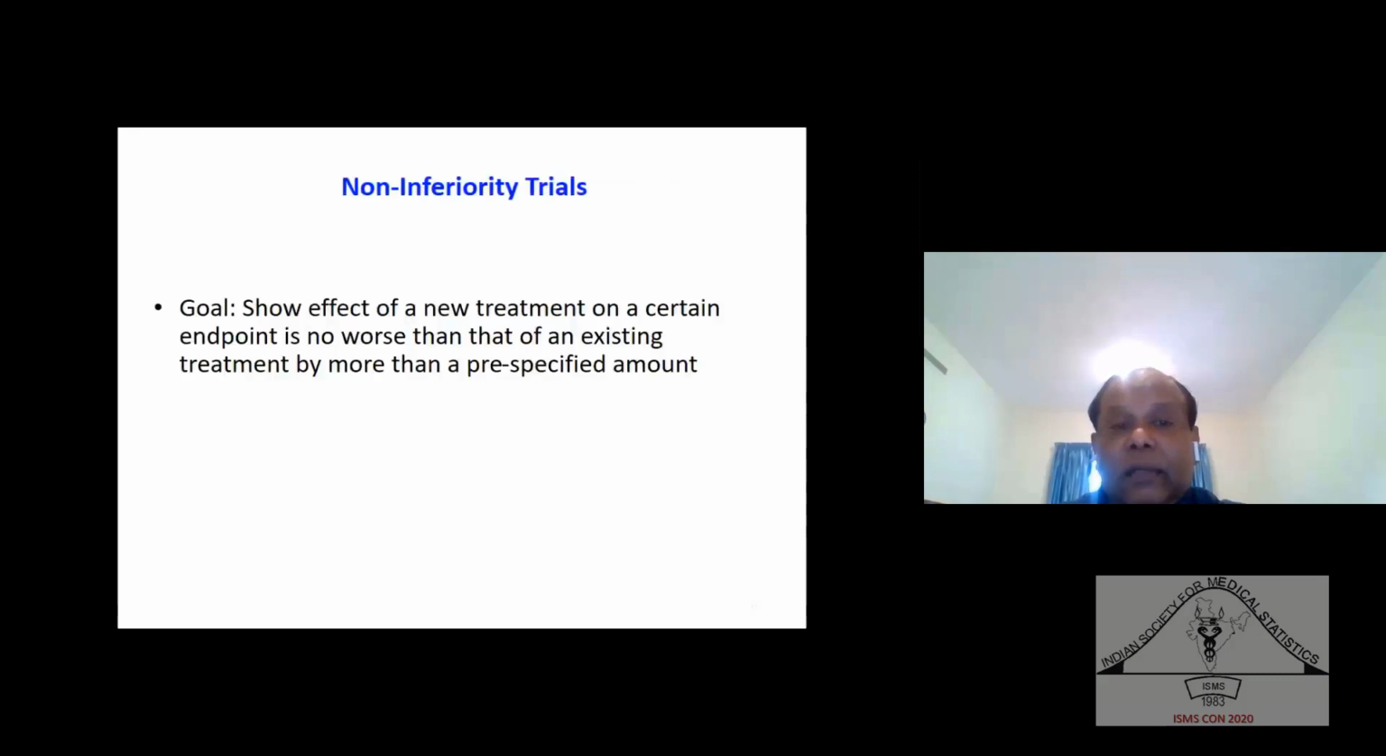Non-inferiority studies show that the effect of a new treatment on a certain endpoint is no worse than that of an existing treatment. What is the criterion we should have for non-inferiority trials? The first criterion is that one is expected to be inferior. Please remember, one is expected to be inferior. Community health workers are expected to be inferior to psychiatrists. This is a situation where I can do a non-inferiority trial.